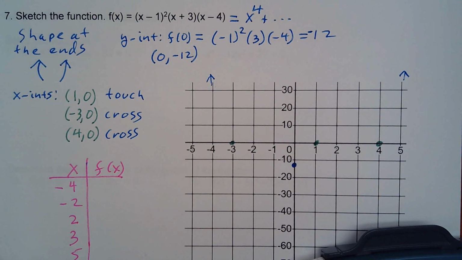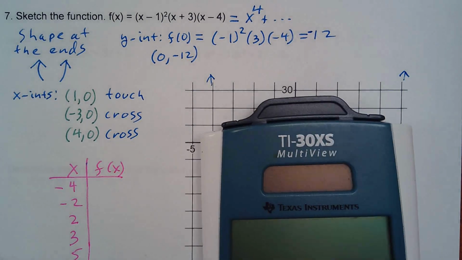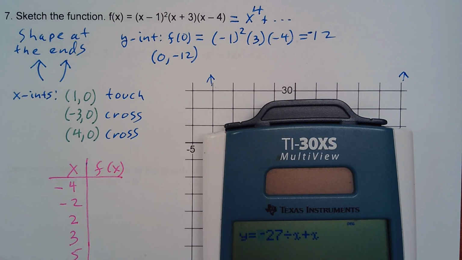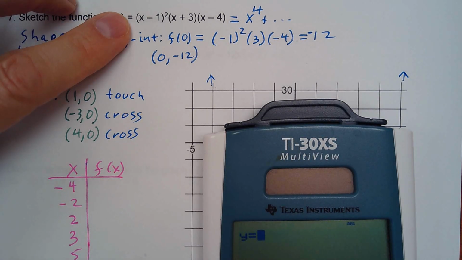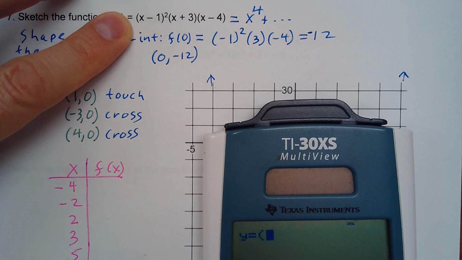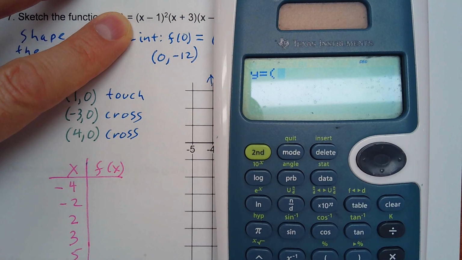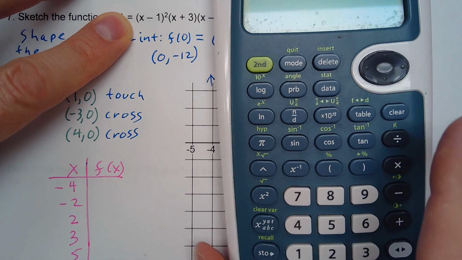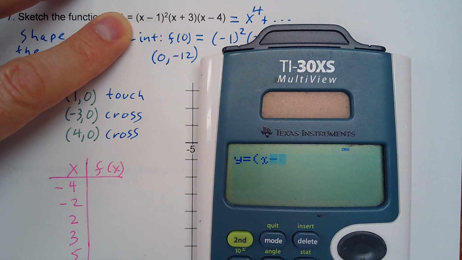Now, I don't want to plug these all in by hand, so we're going to make the calculator do our work for us. So let's turn on our calculator. I'm going to clear all this out. I'm going to do our table. I'm going to clear, and I'm going to enter this in. It's just being very careful. Remember to use your variable key right here next to the 4. Just hit it once to get your x. Subtract 1, parentheses squared, x plus 3, x minus 4.